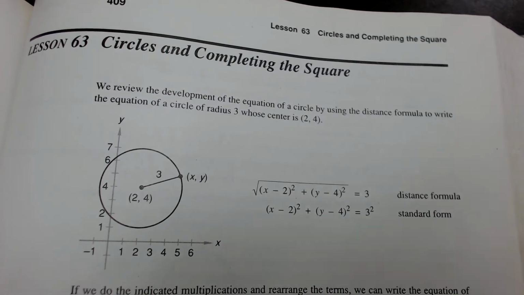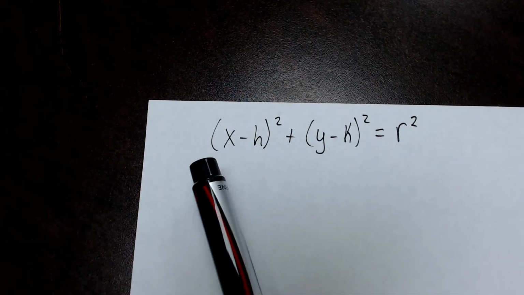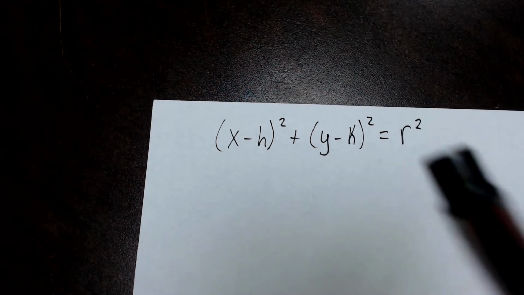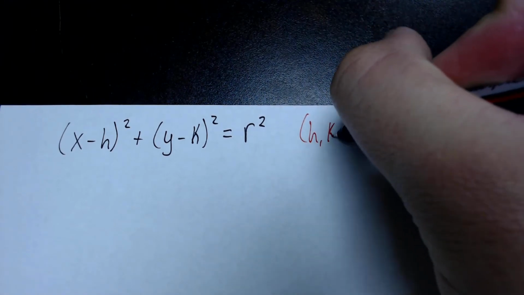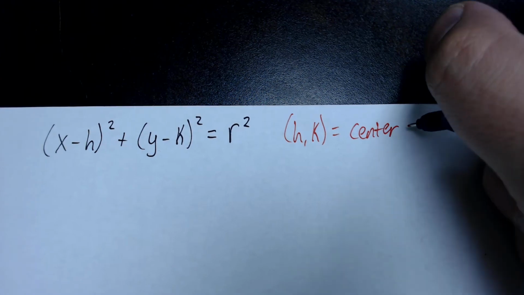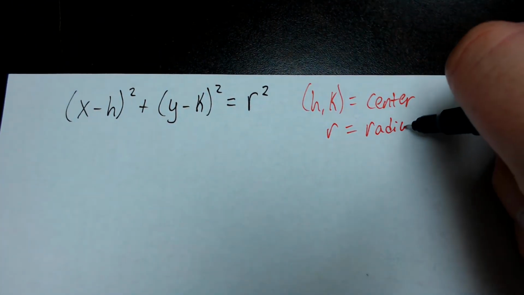So the standard equation of the circle is this: (x - h)² + (y - k)² = r². In this formula, the point (h, k) is the center of the circle, and r is the radius of the circle.